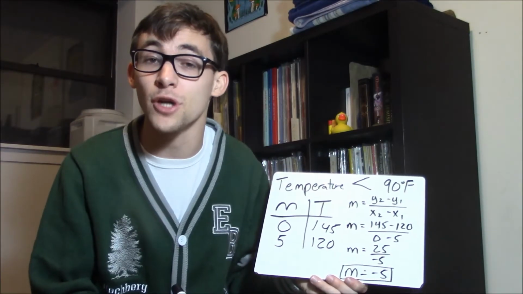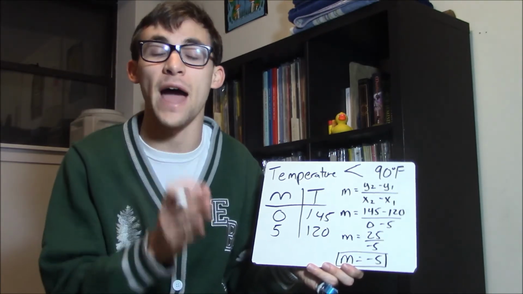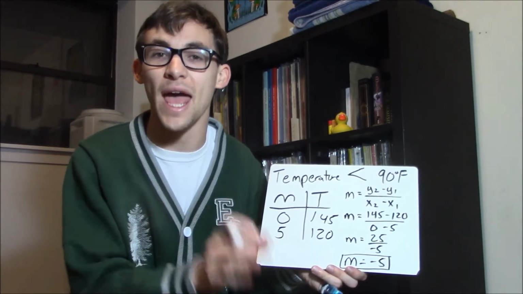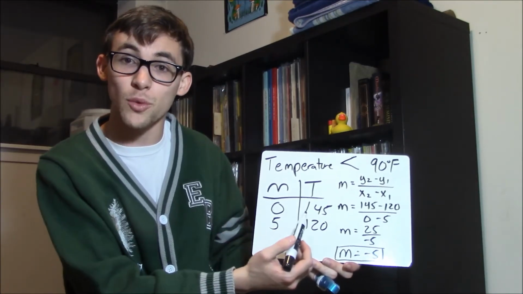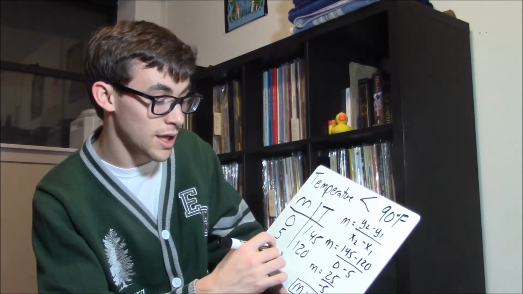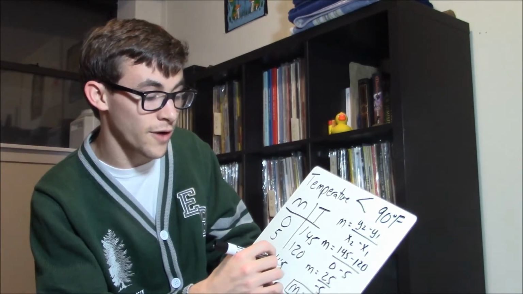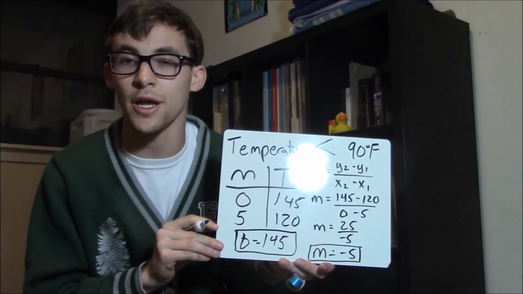Next up, we have to determine the y-intercept. This is always the value of y when x equals 0. So at 0 minutes, my temperature was 145 degrees, so I know my b value is 145. You now have everything you need to write this linear inequality.